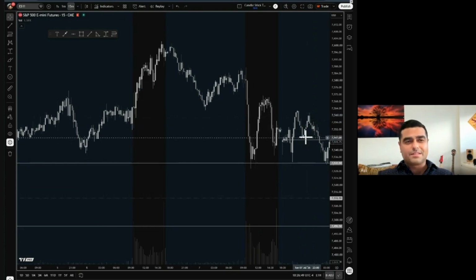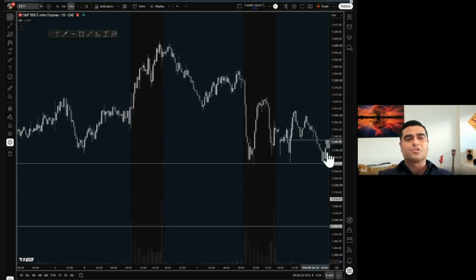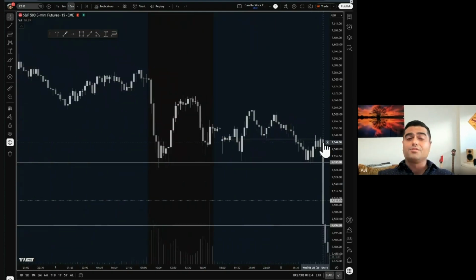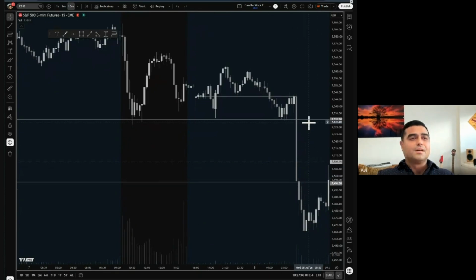So I started paying attention to this level right here. I put this on, and the price action came back up to it, and that's when I started to get interested in the short. And I entered it short over here. And then the news came out and it dropped straight into the target and went beyond a bit. So that was the trade.